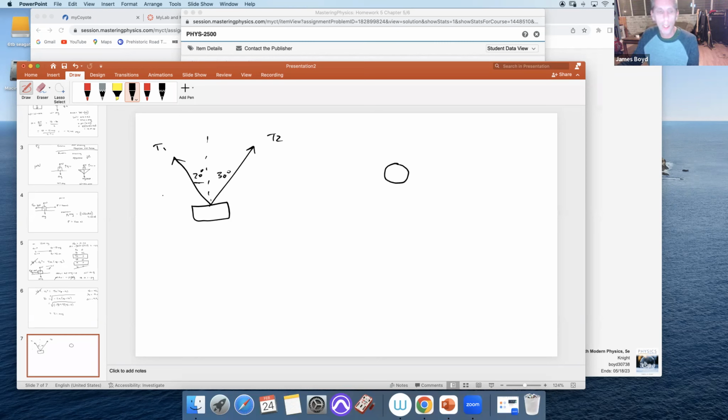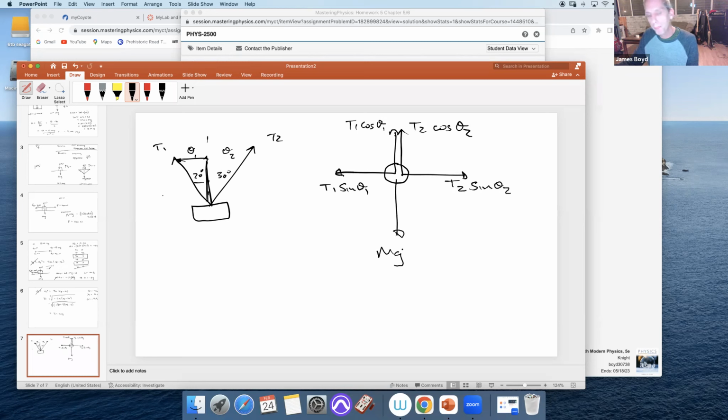Now, if I break these, I'm going to call this angle 1 and I'm going to call this angle 2. If we break these, we get T1 sine theta 1, and this is T1 cosine theta 1. It's that part of the triangle, and the triangle's hypotenuse is T1. This one is T2 cos theta 2 and T2 sine theta 2. And then finally we have mg down.